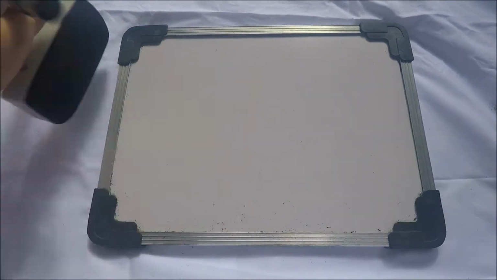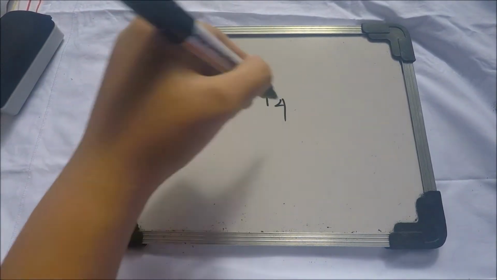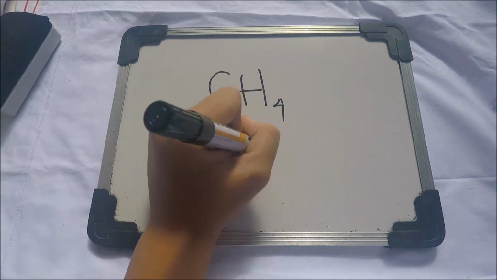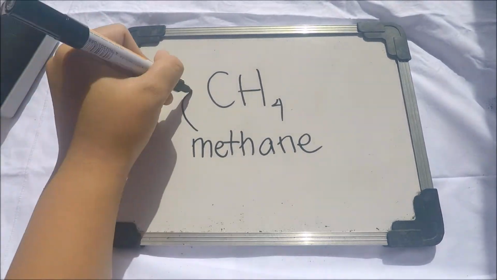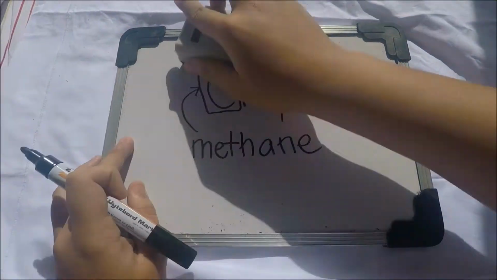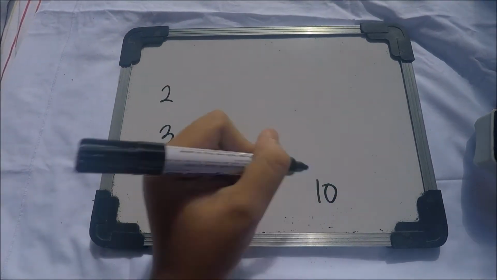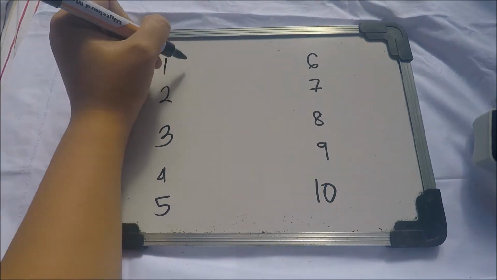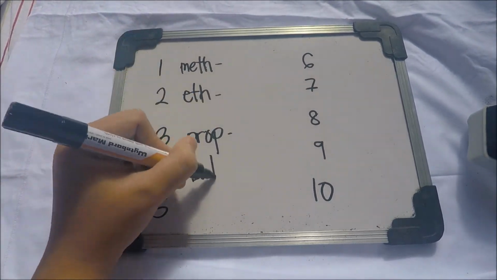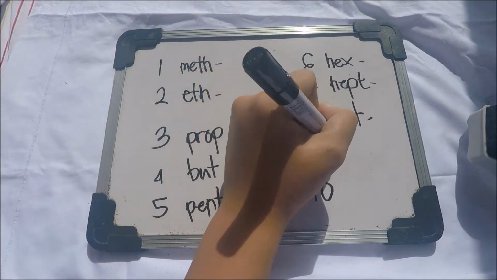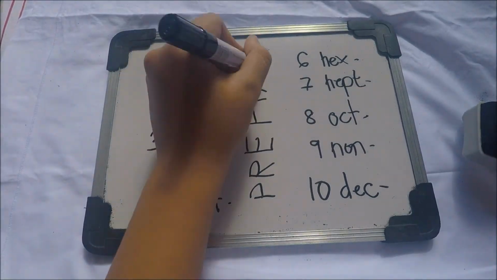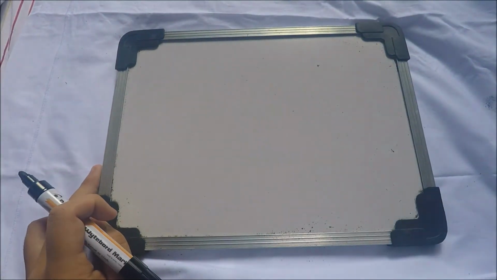Here's one example, CH4, also known as methane. Why is it called methane? Because it has only one carbon atom. What if there were 2 or 3 or even 10? Here are the different prefixes for our respective number of carbon atoms. Of course, hydrocarbons have to be named, so we'll get into it now.